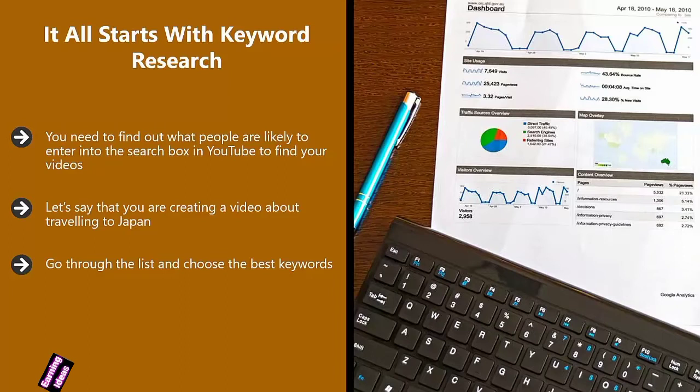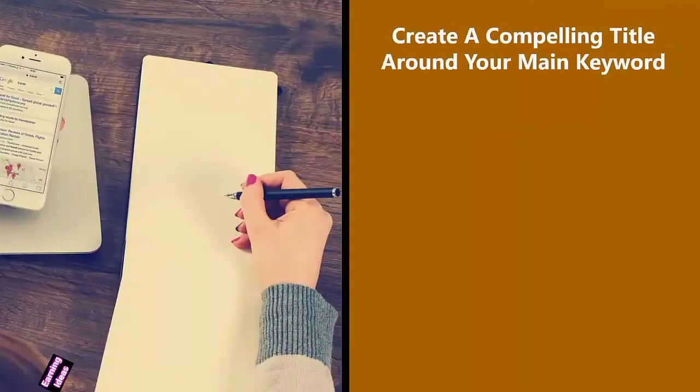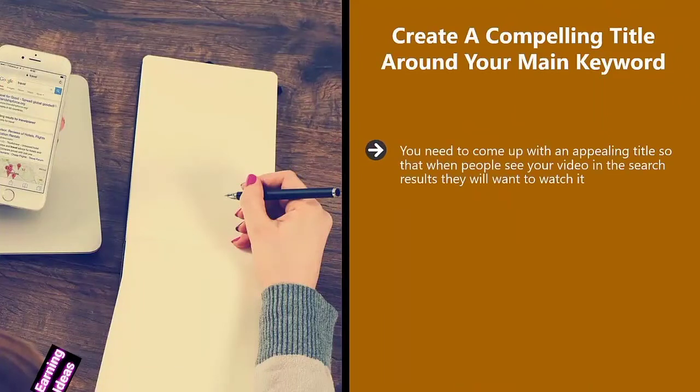Decide which keyword will be your main keyword. Maybe this could be travel to Japan. Create a compelling title around your main keyword. You need to come up with an appealing title so that when people see your video in the search results, they will want to watch it. So, for our Japan example, you could use something like travel to Japan for fun and excitement.